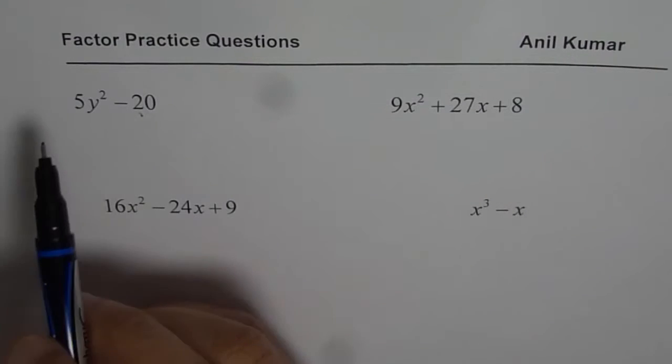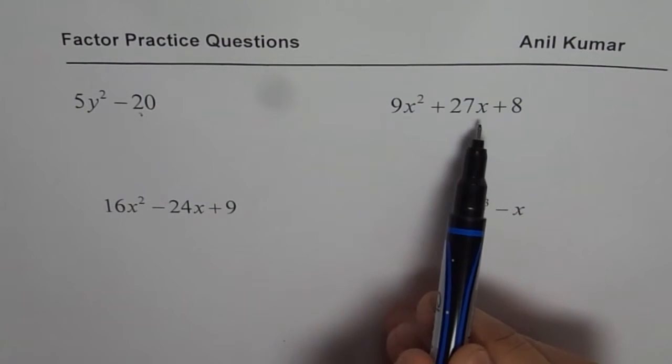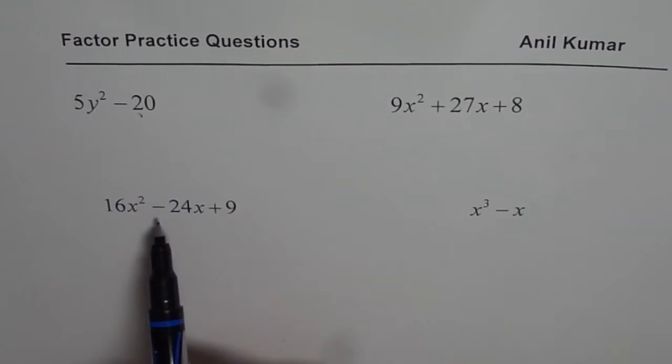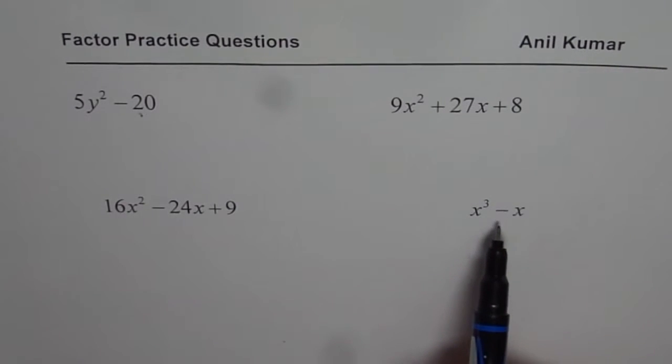The first one is 5y square minus 20. Then we have 9x square plus 27x plus 8, 16x square minus 24x plus 9, and the last one is x cubed minus x. So now you can pause the video, factor, and then look into my suggestions.